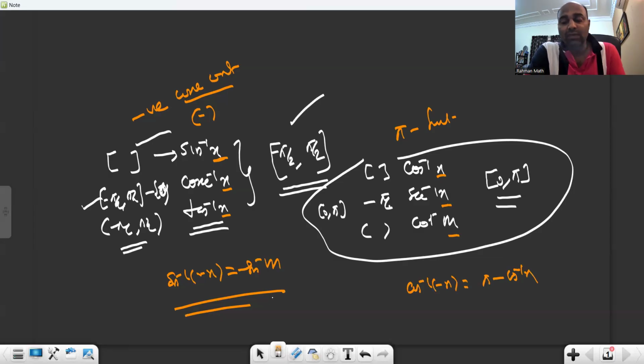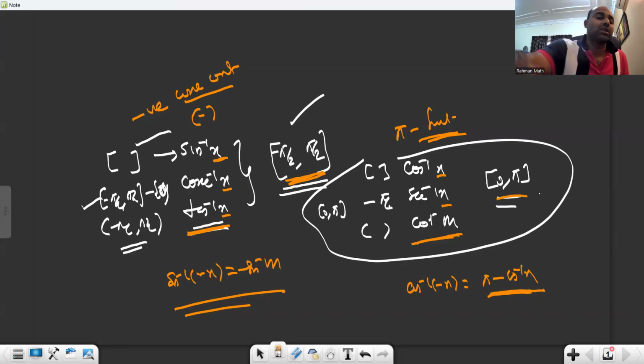Don't forget about that. After that, you should know somewhat what you learned last year, in 11th standard. Here, if there is a negative sign, it is pi minus that function: pi minus cos inverse x, pi minus sec inverse x, pi minus cot inverse x. For sine inverse minus x, it is minus sine inverse x, minus cosec inverse x, minus tan inverse x. This value always lies between minus pi by 2 to pi by 2, and this value lies between 0 to pi. Please write this much. After that, I'll tell you.